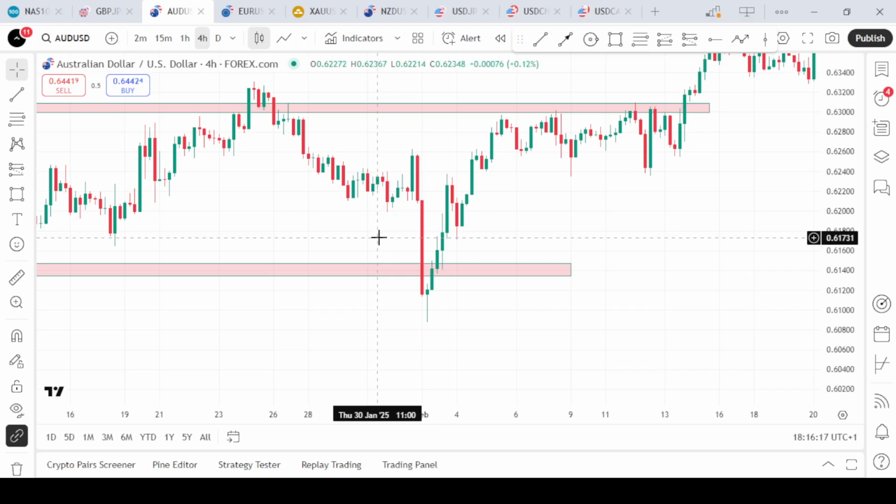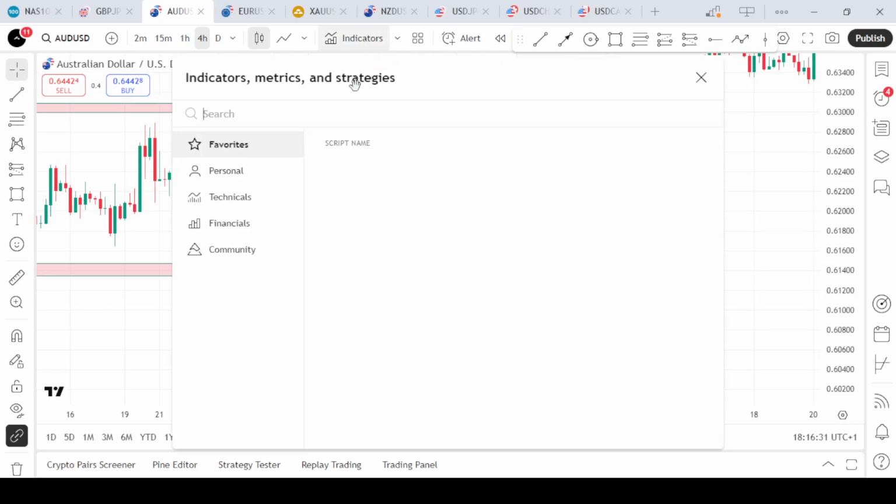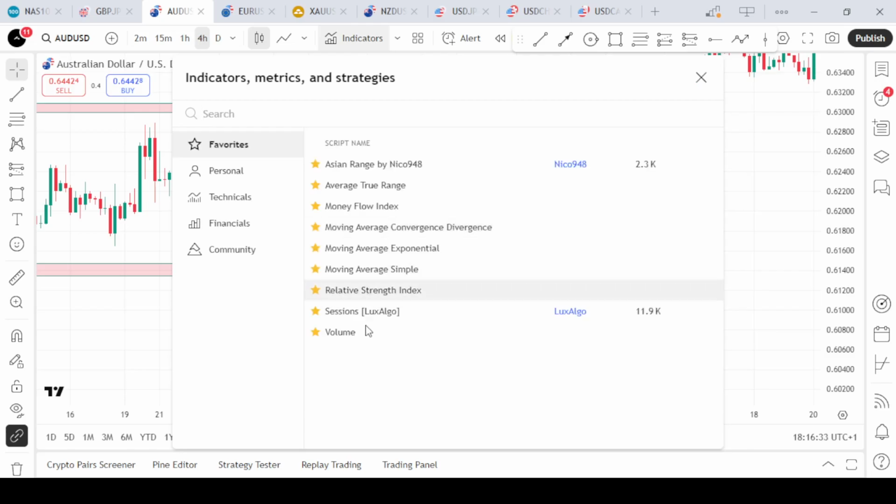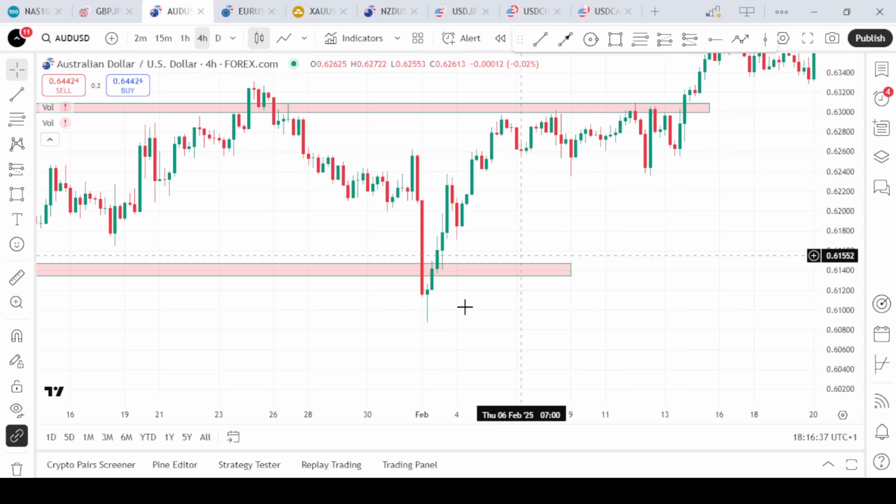When you spot a valid pattern, you have to wait for confirmation before entering the trade. The confirmation could be a strong close above the high of the bullish pattern or increased trading volume supporting the move. So you can use your volume indicator to further strengthen your bias.